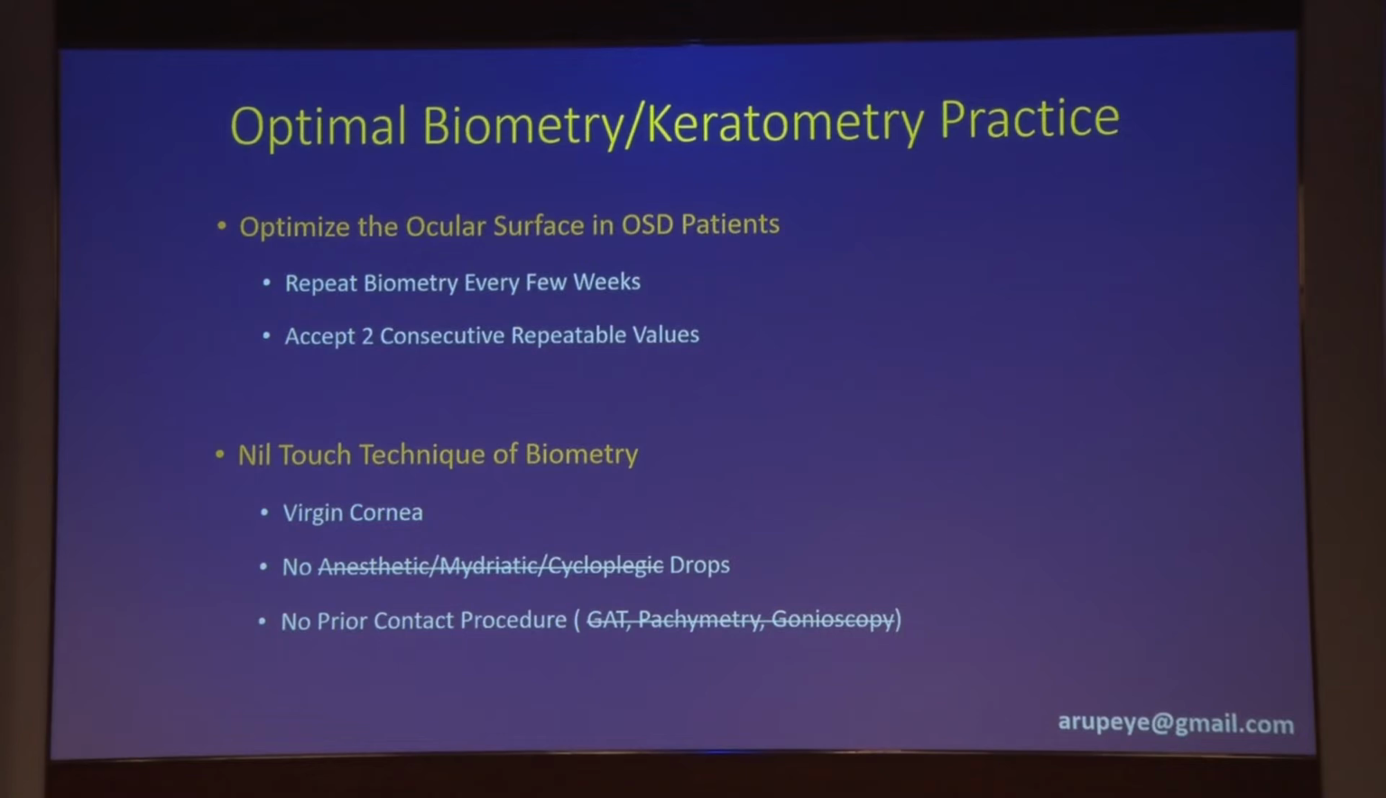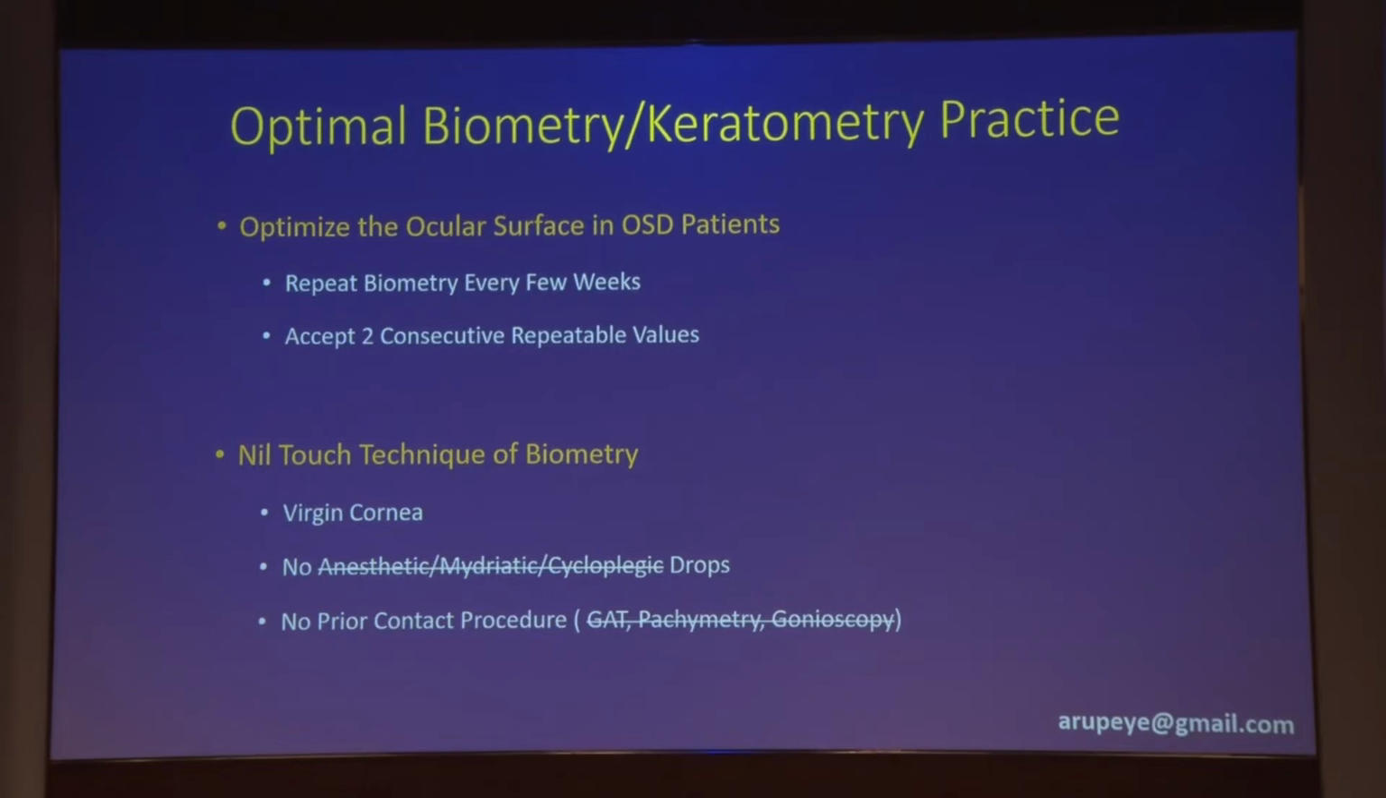If you find any defect in the ocular surface, any ocular surface disease, the ocular surface has to be optimized by proper therapy. And once the patient has the ocular surface optimized, you do a series of biometric evaluations and accept 2 consecutive repeatable values. It takes about 6 to 8 weeks for us to get a very stable keratometry for these patients. No-touch biometry cannot be overemphasized.